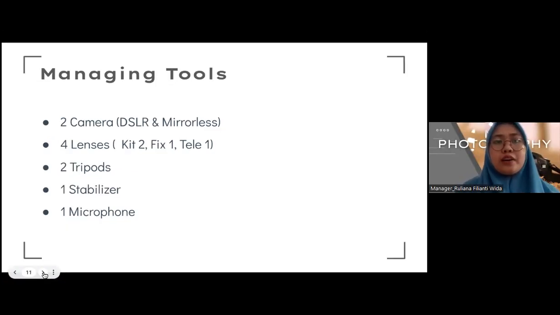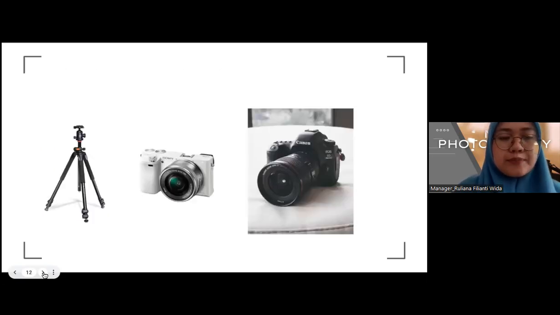So, in our MZ photography, we have some tools. The first one is two cameras, a DSLR and a mirrorless camera, four lenses, two kit lenses, one big lens and one tele, two tripods, one stabilizer and a microphone. Next slide, please. Here are some pictures of our tools. You can see this is a tripod. The white camera is the mirrorless camera, and the black camera is the DSLR camera. Next slide, please.